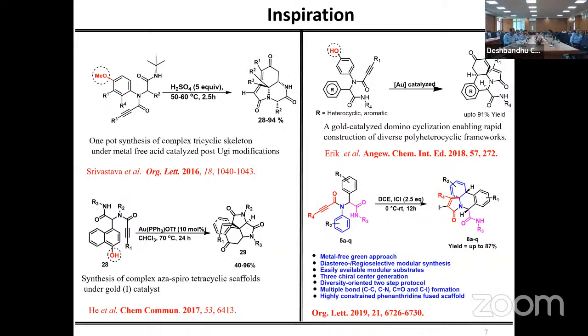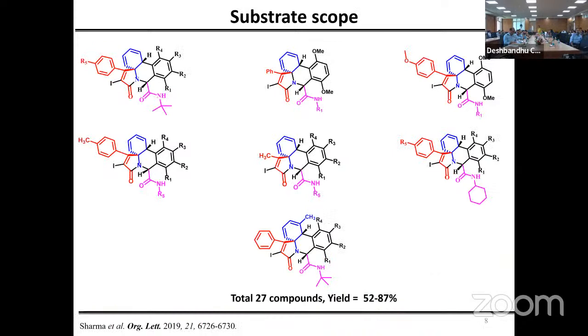This was a metal-free approach, and in all cases the diastereoselectivity was greater than 20:1. Multiple C–C, C–N, and C–O, as well as C–I bond formations took place in the reaction, and a total of 27 compounds were synthesized. Some of them I am showing here, where in all cases we could diversify specifically in terms of the alkynoic acid, the amine, and the different isocyanides, and in most cases the diastereoselectivity was excellent.